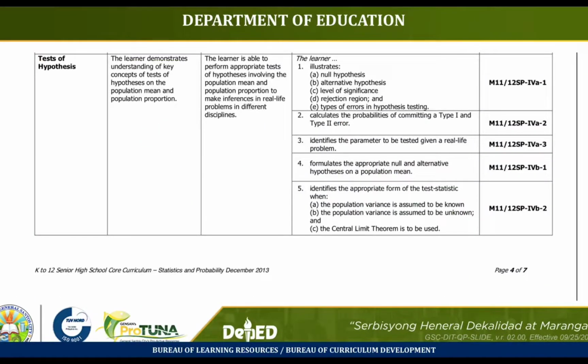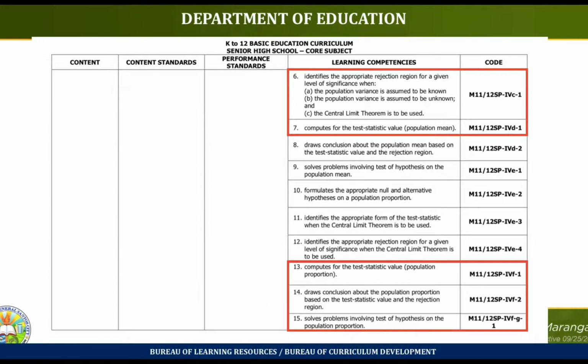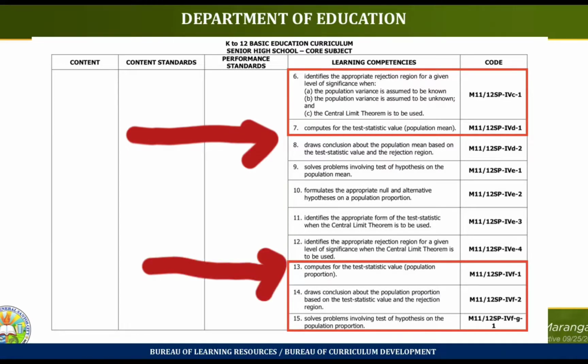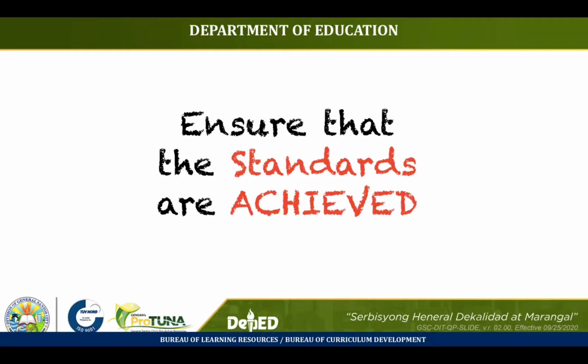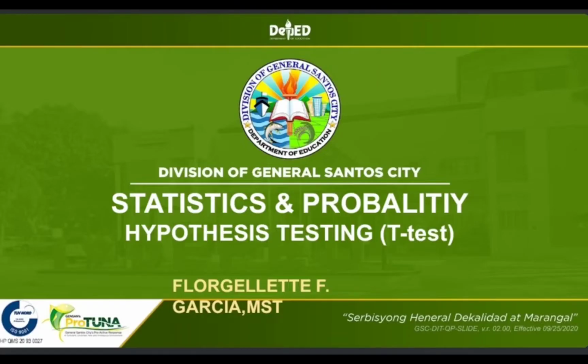Now let's take a look at the curriculum guide of statistics and probability. Here we are going to focus on these learning competencies. Compute for the test statistic values of population mean and population proportion. Draw conclusions and solve problems involving tests of hypothesis. And as teachers, we are bound to ensure that the standards are achieved. Now it's time to go over the content of hypothesis testing.